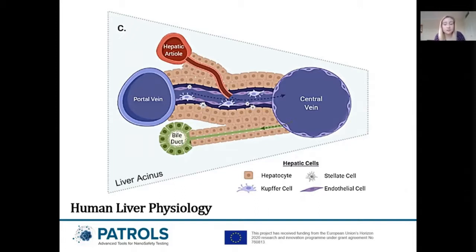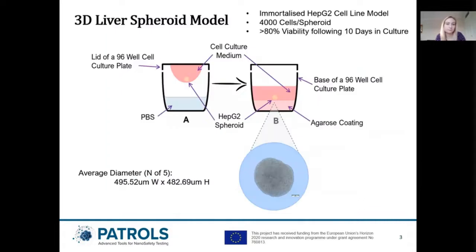Within the liver, there are two main cell populations, parenchymal and non-parenchymal cells. Approximately 80% of the liver volume is occupied by the parenchymal hepatocytes, whilst the remaining non-parenchymal fraction is made up of endothelial cells, stellate cells, and the resident liver macrophages, Kupffer cells. These cells work together to maintain metabolic homeostasis and detoxify any xenobiotics.